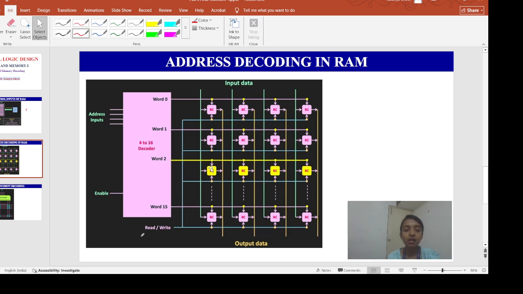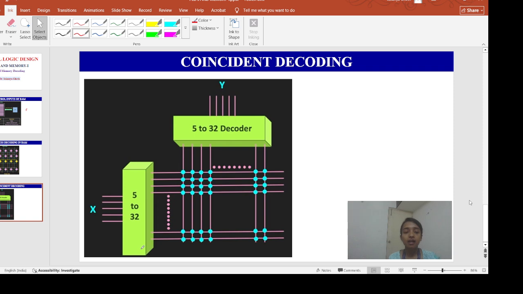If we have a k input decoder, then it will require a total of 2 to the power k AND gates, and each AND gate will require k inputs. Next, as the number of words in the memory increases, the required size of the decoder also increases, and it ultimately increases the complexity of the decoder.